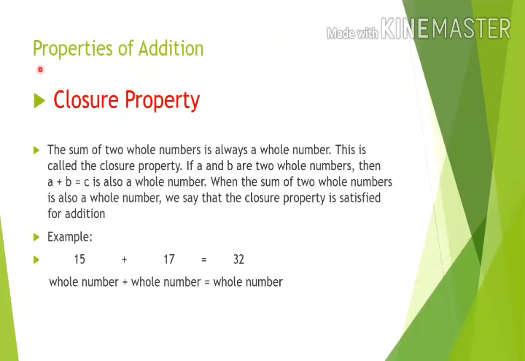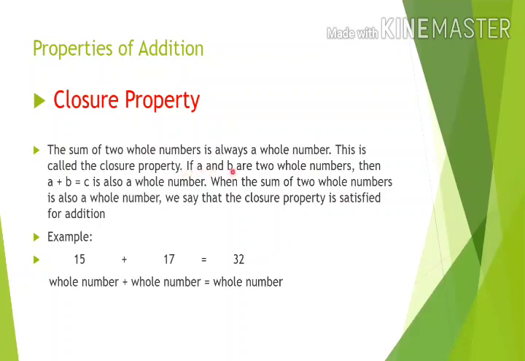Now we are going to learn about the properties of whole numbers. First, we will see the properties of addition. First of all, we will see the closure property. The sum of two whole numbers is always a whole number. This is called a closure property.